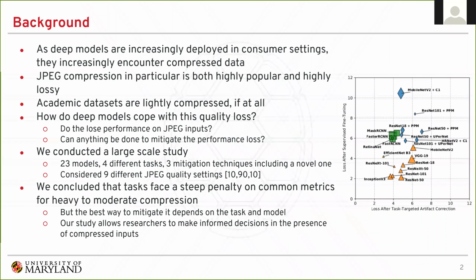Okay, so a lot going on this slide. We're going to be here for a couple of minutes. So the idea of this paper is that we're noticing this trend where deep learning models are being deployed in consumer settings, and this is happening at a considerably faster rate than it previously was recently.